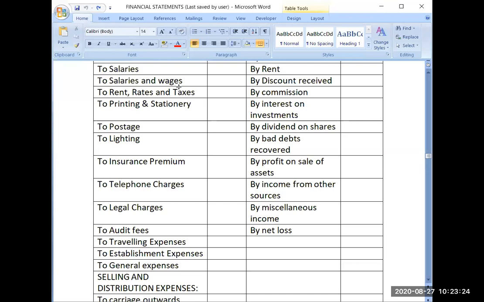Telephone charges, simply understandable. Legal charges: if you have paid any fees to lawyers or any other legal charges in any legal proceedings, that will be written here. Audit fees, what is audit fees?